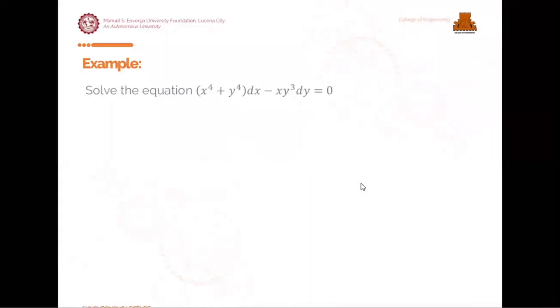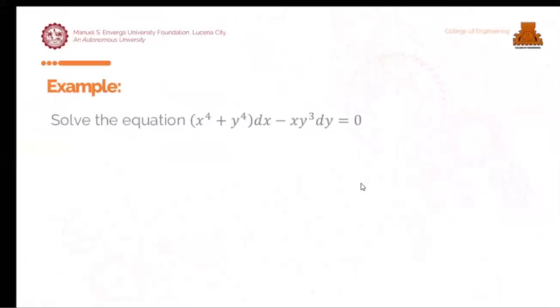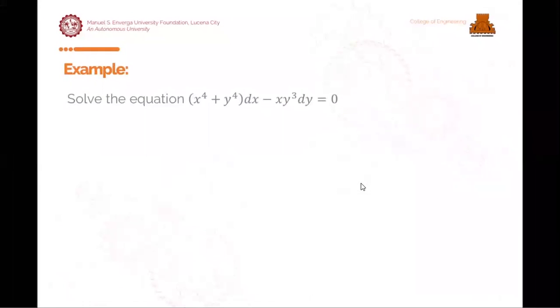Okay. Next example. So we have solve the equation x to the fourth plus y to the fourth dx minus xy cubed dy is equals to 0. Okay, so itong example na to, sige, pakita natin. So ang m natin, m is equals to x4 plus y4. Okay, ang n natin is negative xy cubed.